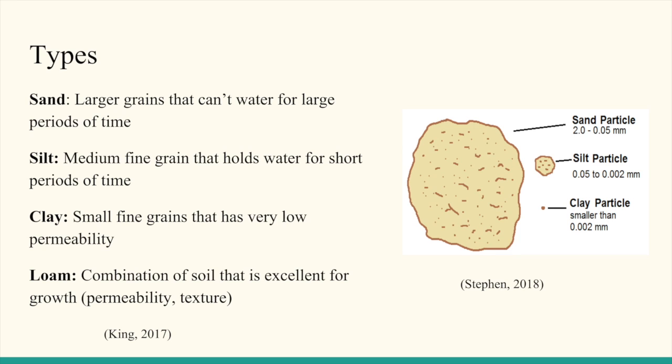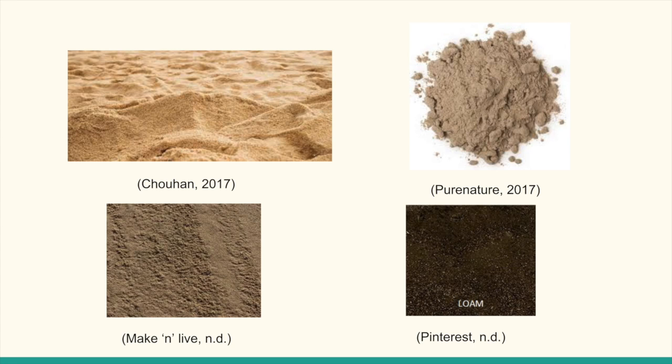However, what farmers want is loam, which is the combination of small particles consisting of these three, that is excellent for growth because of the variety of permeability and texture. Over here you can see sand, which is larger grains. Over here is clay, which is the smaller fine grains. Or you can see silt, which is the medium grains. And over here is the dark loam, which contains organic material, but also all kinds of these soils, which is very good for growing.